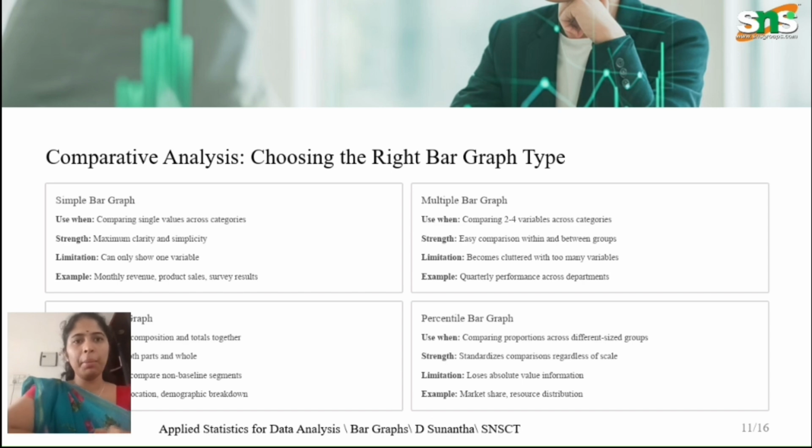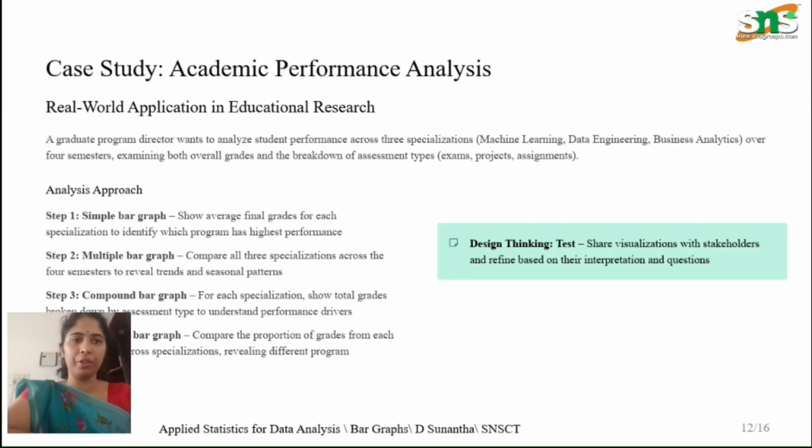So this is the comparative analysis for choosing the right bar graph. When there is only one variable, we can go for simple. When there are two or more variables, we can go for multiple. Next, compound is for showing totals together, and percentile is for comparing composition proportions across different sizes.